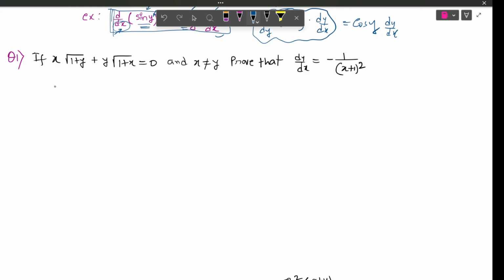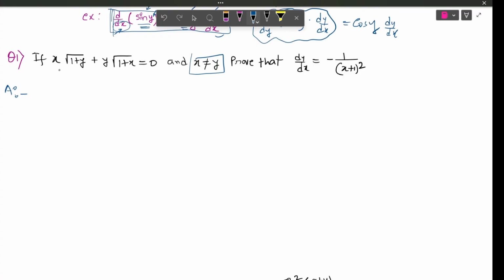This is your first problem. Let's say if x root under of 1 plus y plus y root under of 1 plus x equals 0 and x is not equal to y, prove that dy by dx equals minus 1 by (x plus 1) whole square. Okay, this is your problem. Now let us see the solution of this.